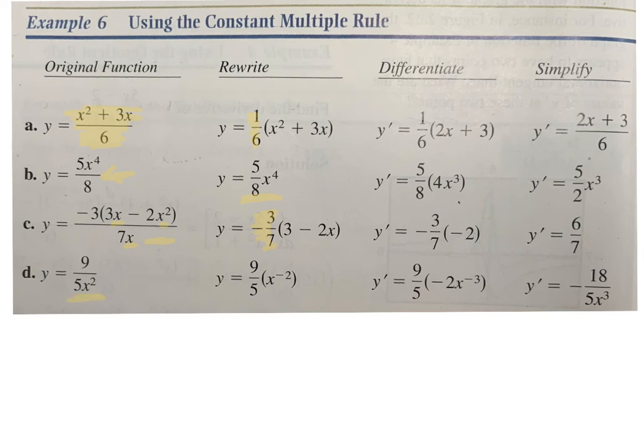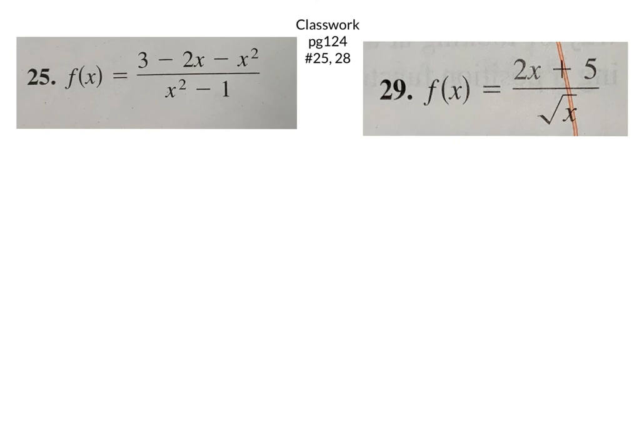Same thing with this guy. Does not require the quotient rule. 9/5 x to the negative 2 is going to be much easier than the quotient rule. And so you're going to find that there are times when rewriting is going to make it much easier, simplifying up front. All right, so let's try a couple of these.